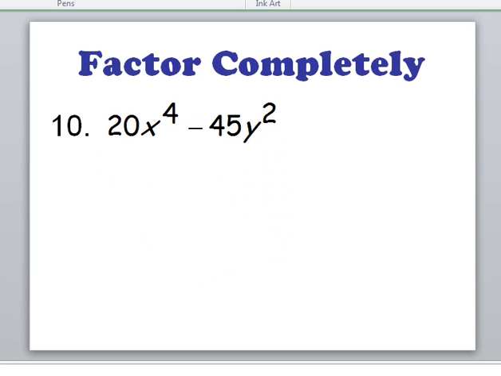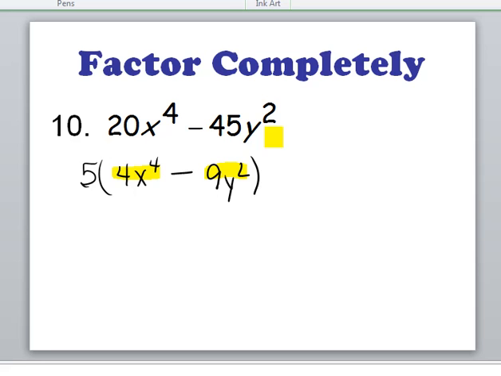This next one says factor completely. That's telling me that there's more than one step. The greatest common factor between these two happens to be a 5. They don't share any variables in common. I'll write 5 times 4x to the 4th is 20x to the 4th minus 5 times 9y squared is 45y squared. Now this is not factored completely because now I have a difference of squares.